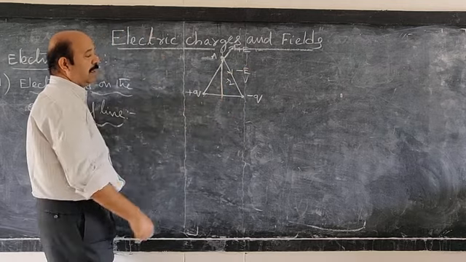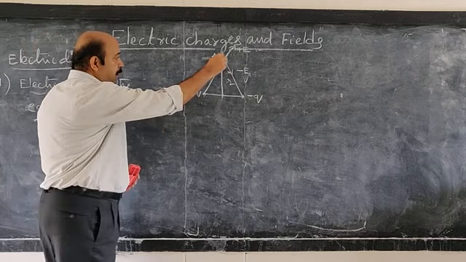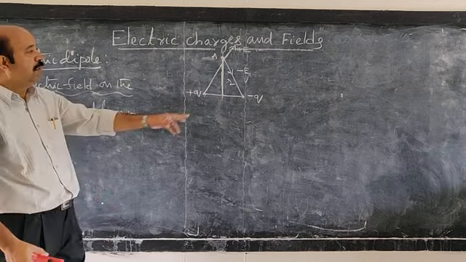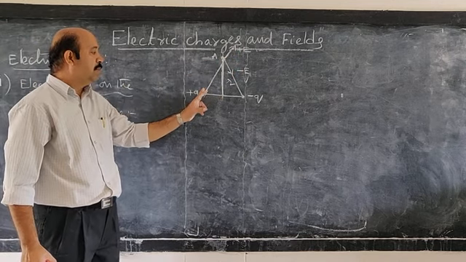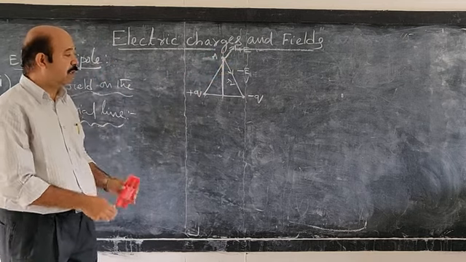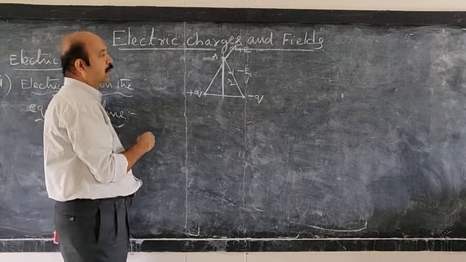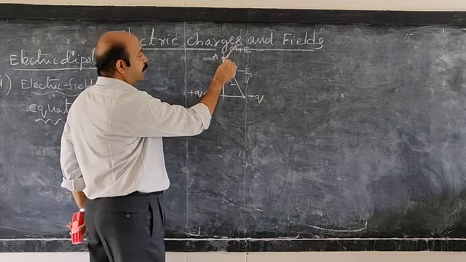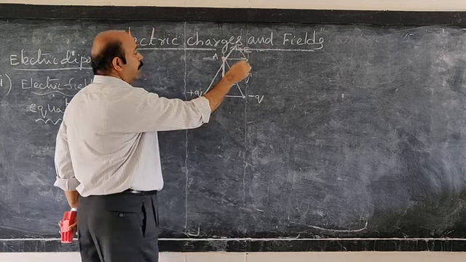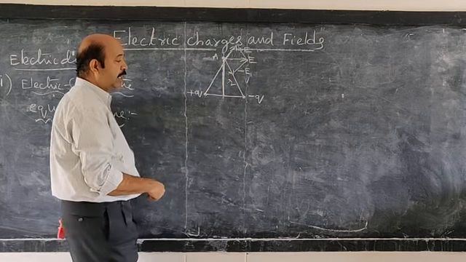Of course they are equal, but their directions are different because the distance of this point from the center of the dipole is the same. Therefore, the field strength due to plus q and minus q at A is the same, but the directions are different. Now by vector addition or by using the parallelogram law, the resultant direction will be given by this. You can complete this parallelogram and easily find that this is the resultant electric field strength.